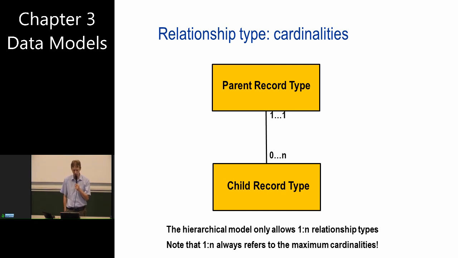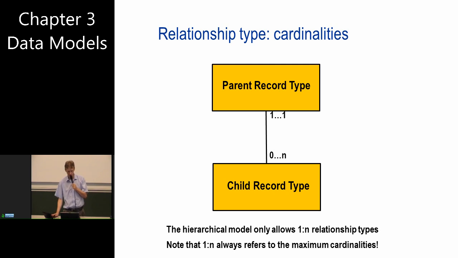Here you can see two record types connected with a relationship type. Think of the record type above as department. That could be the parent record type, and the child record type could be employee. Both of them are connected by means of a relationship type, because in a department you have employees working, and employees work in a department. The relationship type is characterized by cardinalities.